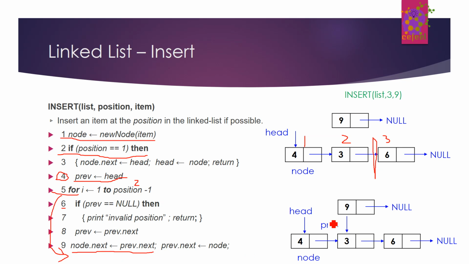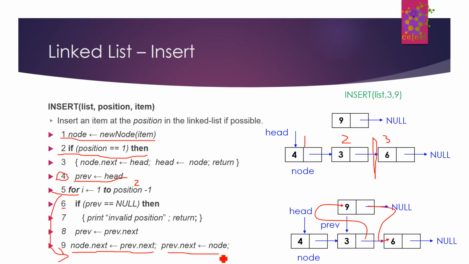Now in this case node dot next, which is 9's next, will point to previous next, which is 6. So 9 will point to 6, and then we make the previous dot next point to node, which means we will point 3's next to 9, and then this is our insertion. So our insertion is done. What this will result in is we'll have 4 nodes now, and 9 will be inserted at position 3. So what we did is we just moved around pointers, and then we basically incremented our linked list. So it was as simple as that.